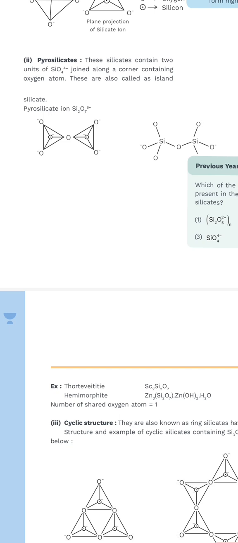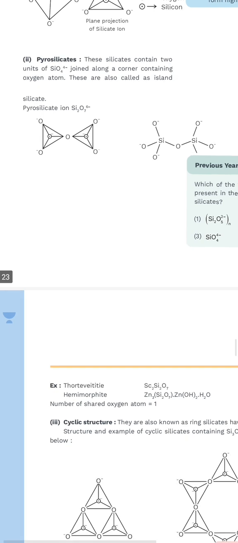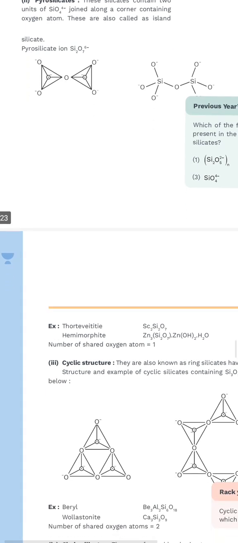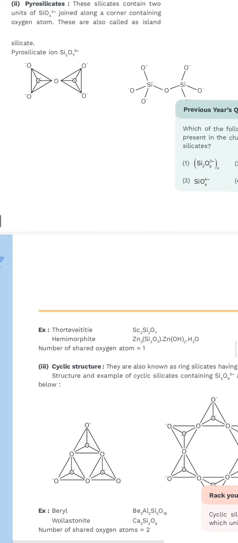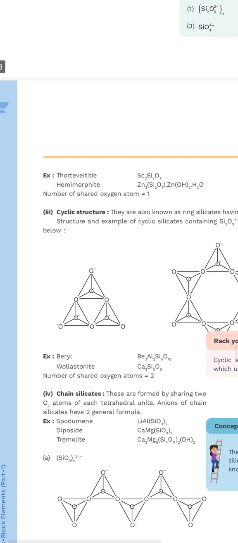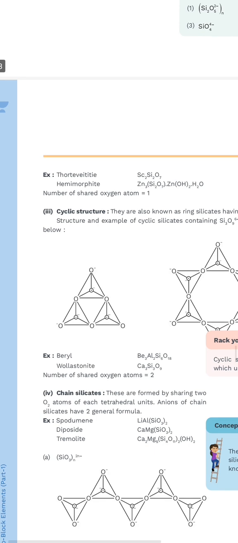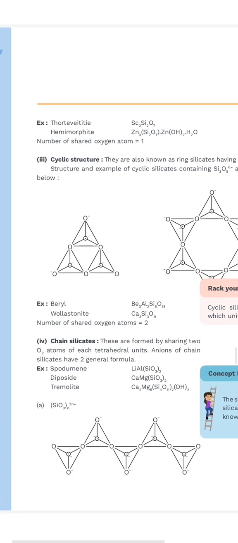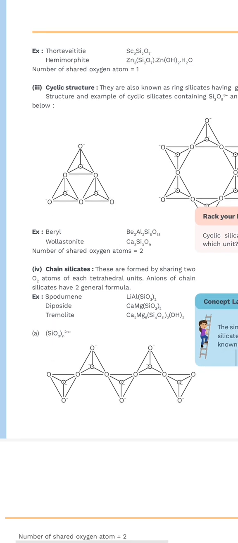Next is pyrosilicates. These silicates contain 2 units of SiO4 4 negative joined along a corner containing oxygen atoms. These are also called island silicates. So this is the structure of pyrosilicates. Examples are thortveitite and hemimorphite. The number of shared oxygen atoms is 1.